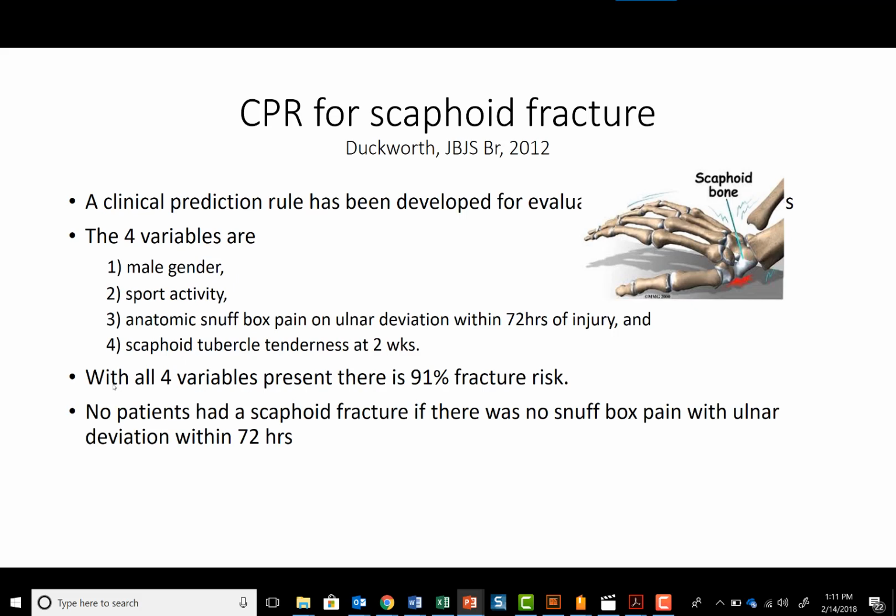So there's also a clinical prediction rule by Duckworth in the British Journal of Bone and Joint Surgery, 2012, on scaphoid fracture. Four variables seem to have high predictability that they have a scaphoid fracture: male gender, sporting activity, anatomical snuff box tenderness, and pain on ulnar deviation within 72 hours of injury. Scaphoid tubercle tenderness. We'll talk about how to palpate the scaphoid tubercle in lab later on. So if all 4 of those are present, they have a 91% risk of fracture of the scaphoid.